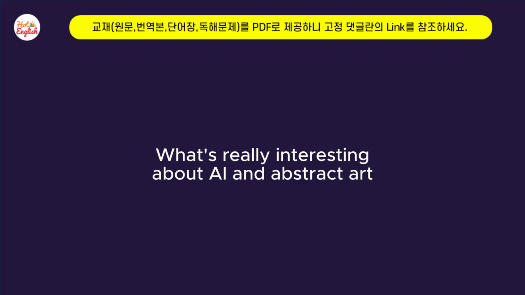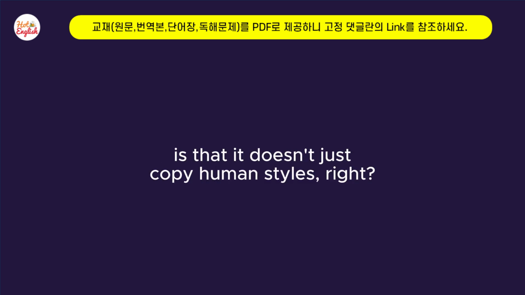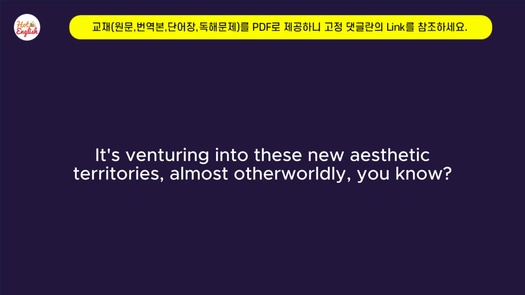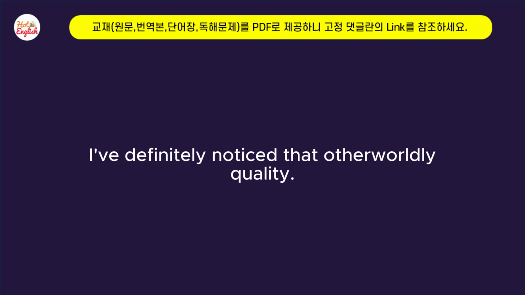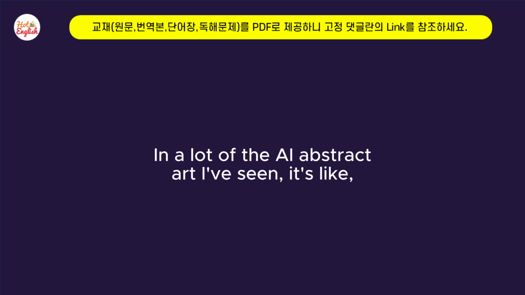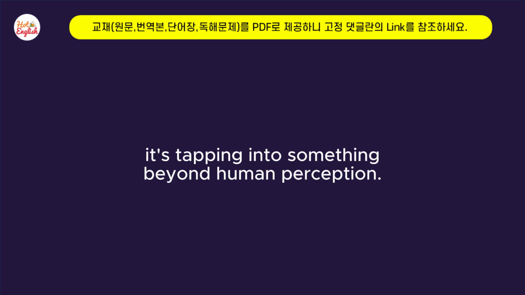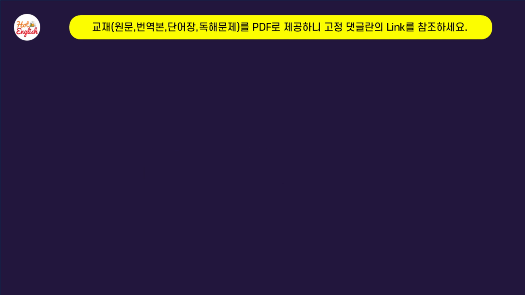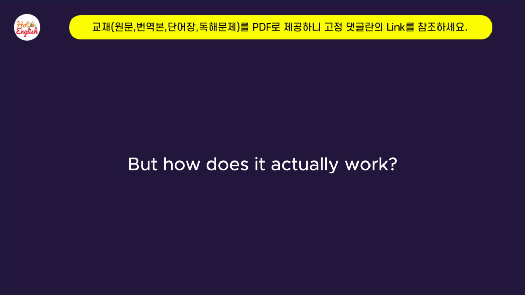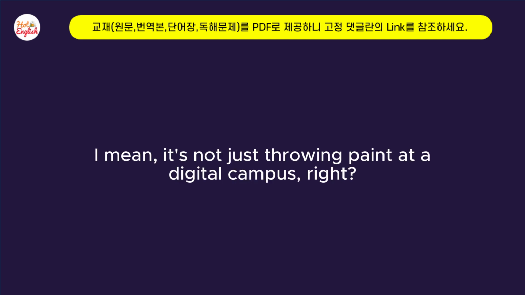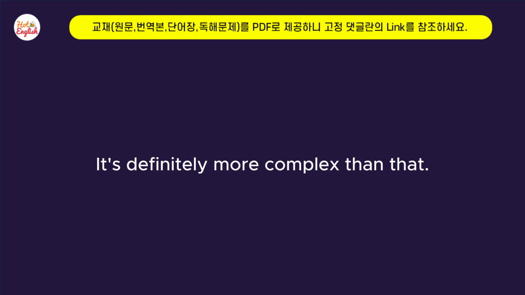What's really interesting about AI and abstract art is that it doesn't just copy human styles, right? It's venturing into these new aesthetic territories, almost otherworldly. I've definitely noticed that otherworldly quality. In a lot of the AI abstract art I've seen, it's like it's tapping into something beyond human perception. But how does it actually work? I mean, it's not just throwing paint at a digital canvas, right? It's definitely more complex than that.